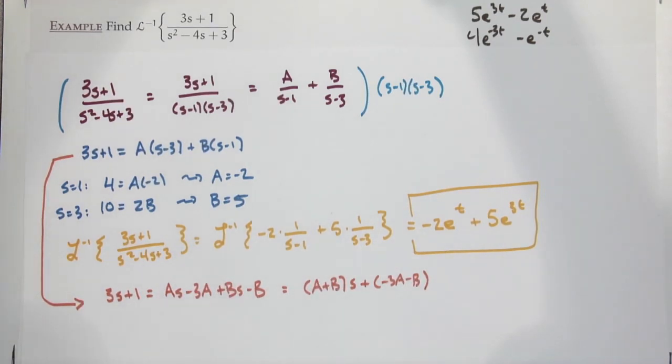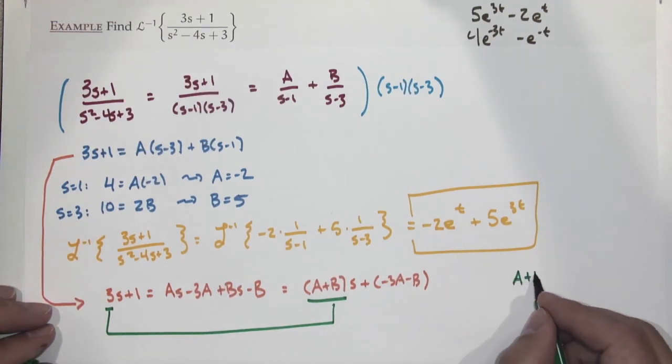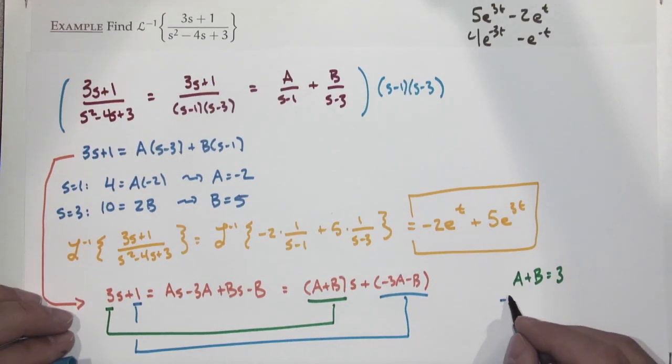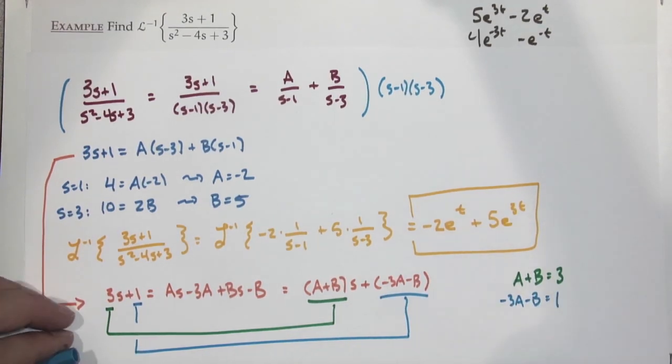And now the idea is you compare coefficients. So for example, the 3, that's the coefficient for s. That should also match the coefficient for s on the other side. So you get a plus b equals 3. At the same time, the 1, which is your constant, will match your constant term there. So you end up with minus 3a minus b equals 1. And then you get a system of 2 equations and 2 unknowns, and you can solve for a and b. So this is the other way to solve for a and b.